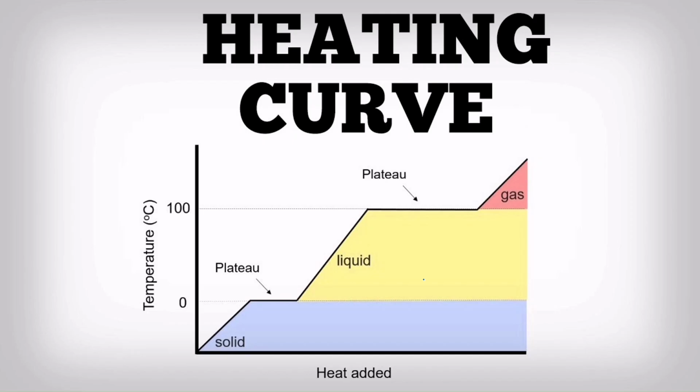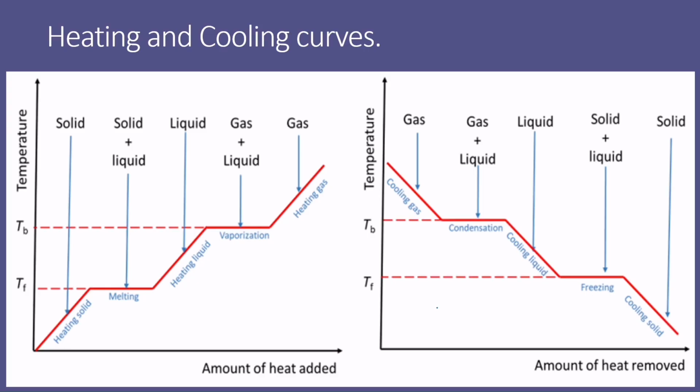A graph like this is called a heating curve. It shows how the temperature changes as a block of ice is heated. First, ice melts to form water. The water gets warmer and eventually turns to steam. Here we will discuss the heating and cooling curves, which are just the opposites of each other.